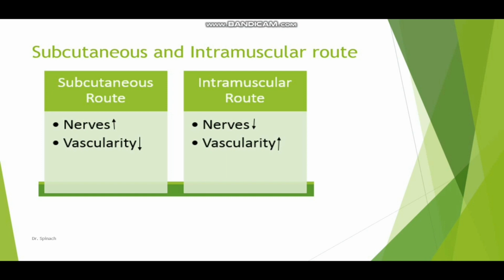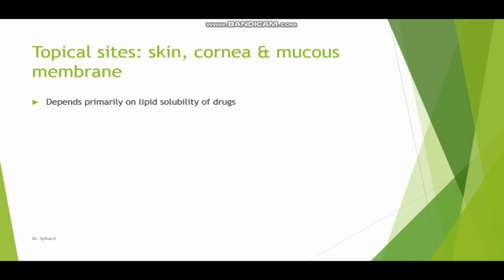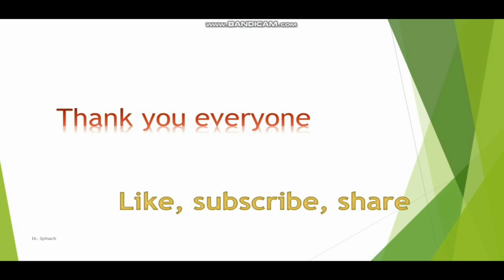The last one is drug absorption through the topical sites, that is skin, cornea, and mucous membrane. Systemic absorption after topical application depends primarily on the lipid solubility of drugs. To get more insight on topical administration, again, you can go through my previous tutorial on routes of drug administration. So this completes our section about absorption in the pharmacokinetic series.